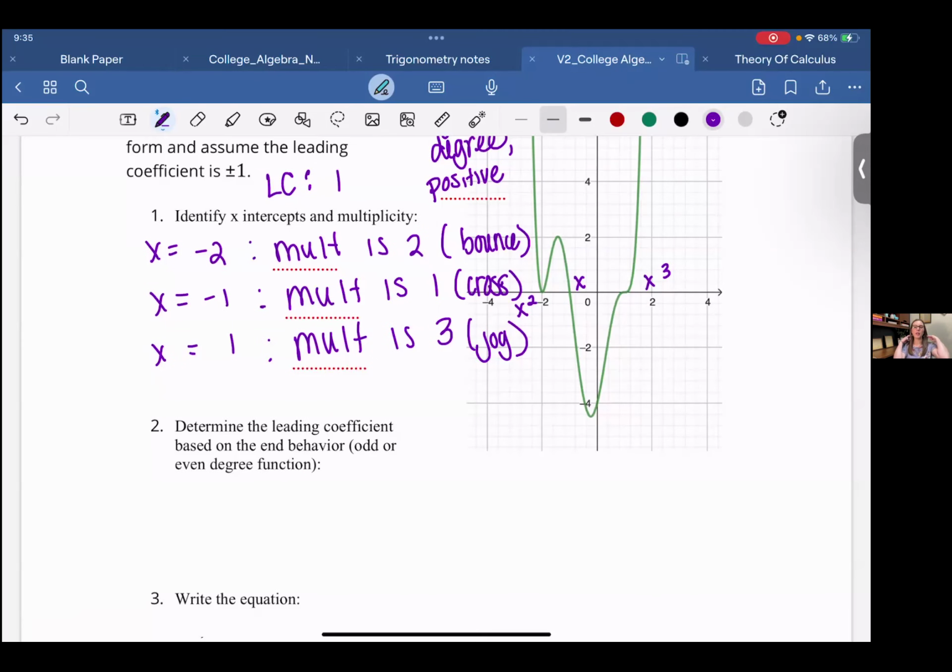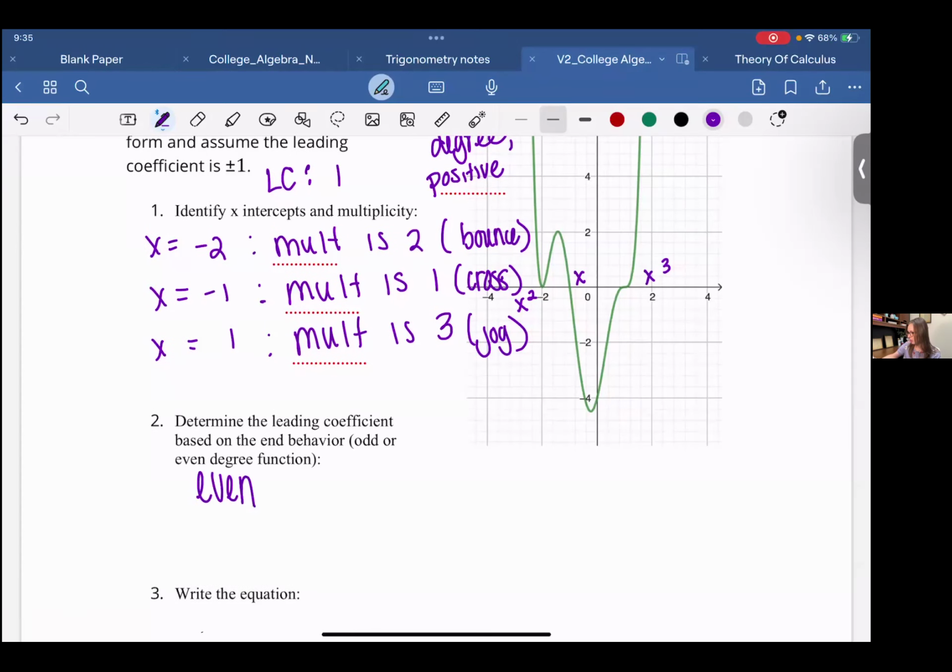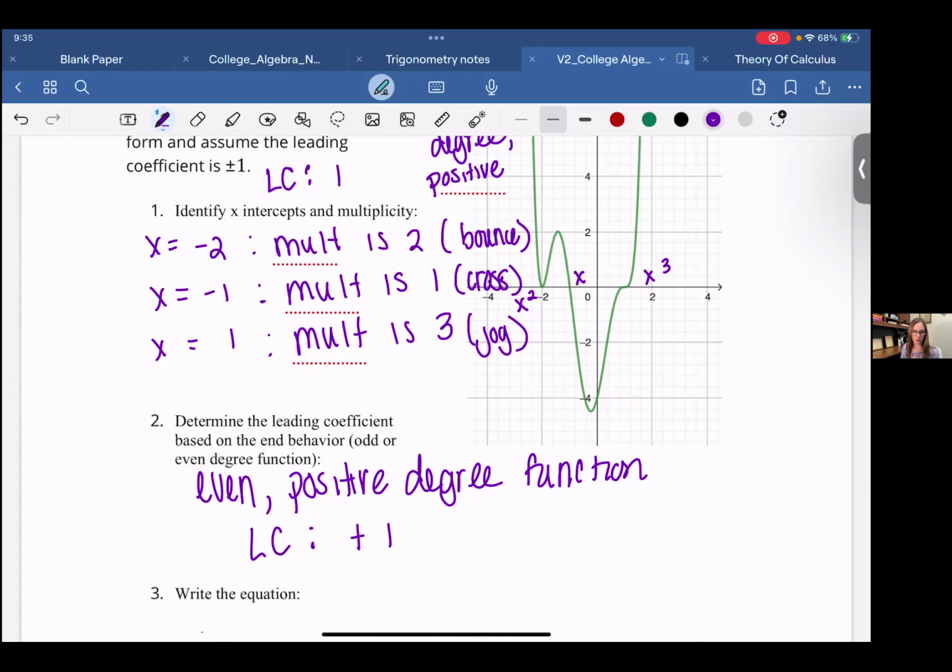And then I jumped the gun and I already did number 2. So we're deciding the leading coefficient based on the behavior of the endpoints of the graph. They're both pointing up, and that means even, positive, degree function. So the leading coefficient is a positive 1. You don't have to put the plus in front, but you could just do a 1.